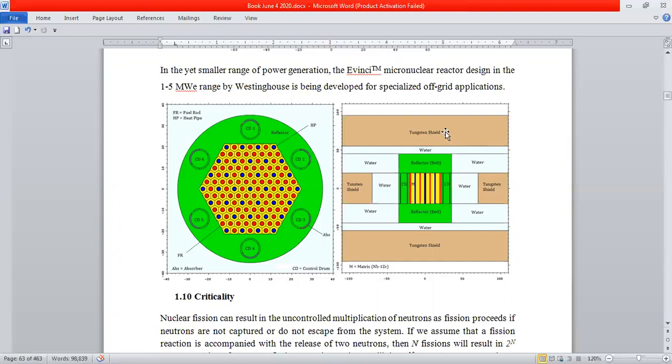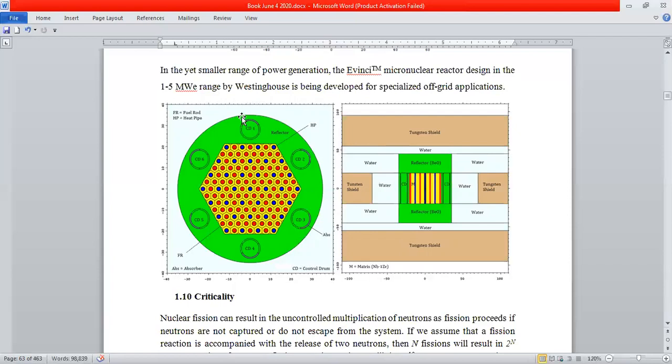This is from the side. You can see the side view. So these are the rods. There's water on the sides and on top and bottom, and tungsten shield to protect the people and the environment from nuclear radiation. Now I'll come back to the design of this when we talk about shielding.